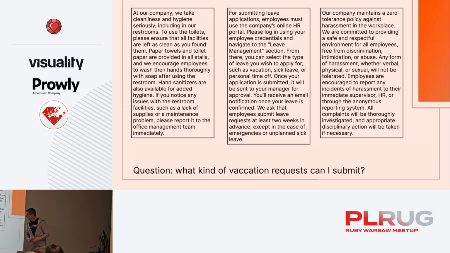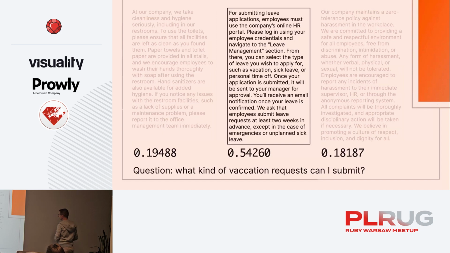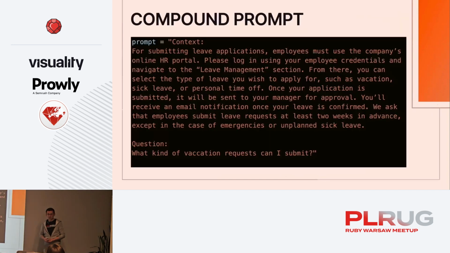And we have a question: what kind of vacation request can I submit? Which page should we choose? Let's check. Let's calculate embeddings of each page, and also an embedding of our question. If we compare the embeddings, it turns out that our question, semantically, in its meaning, is more similar to the middle one. So let's take it. Let's take only this page, and let's put it in the prompt. Our question is at the very bottom.